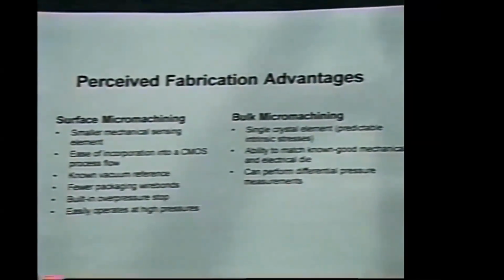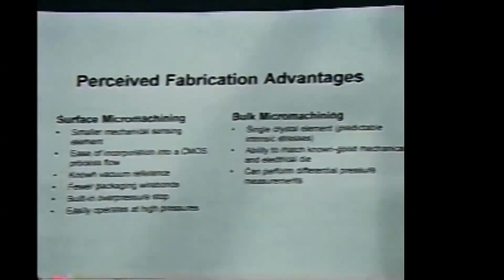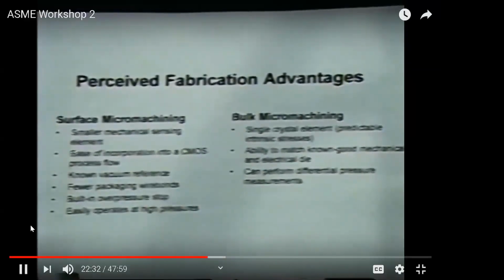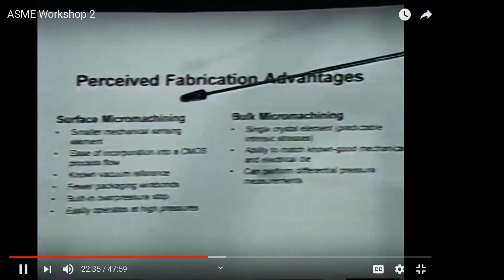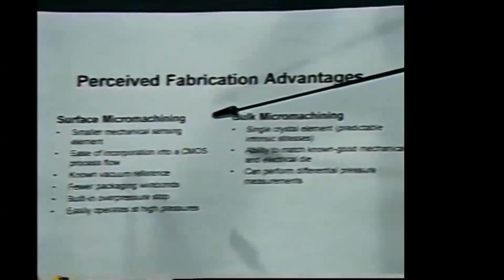So based on all these comparisons that I've just walked through very quickly, SSI developed some comparisons between whether to go surface or bulk micromachining in terms of the pressure sensing technology. And there are some key advantages to both. I think that was presented in the previous talk, but let me walk you through some of these as they relate to the pressure sensor that I'm describing to you here today.